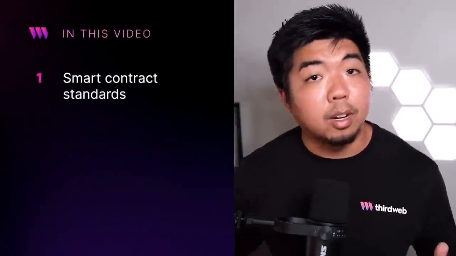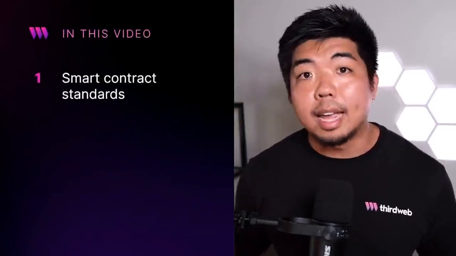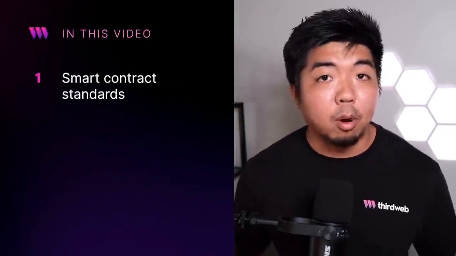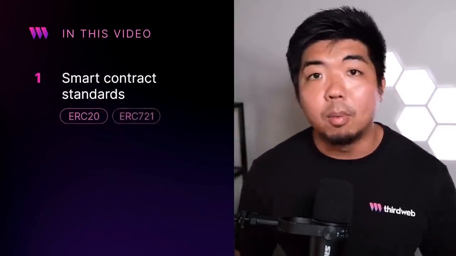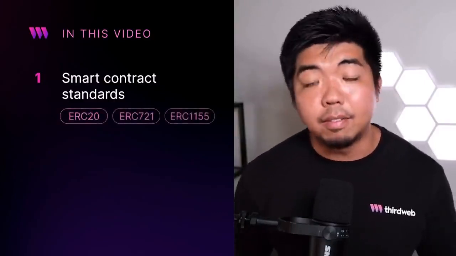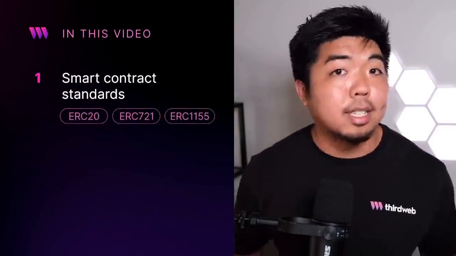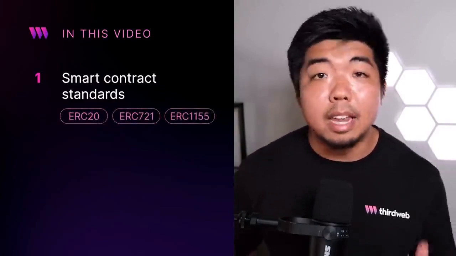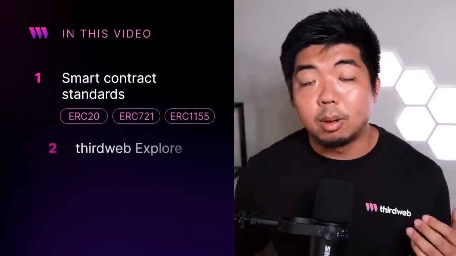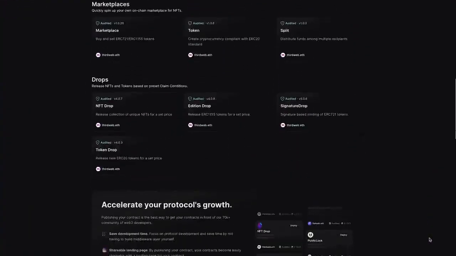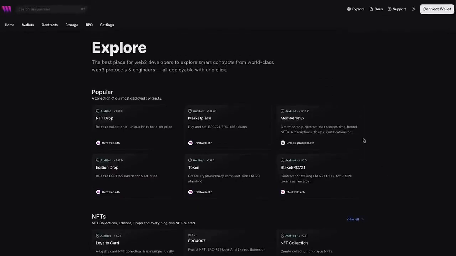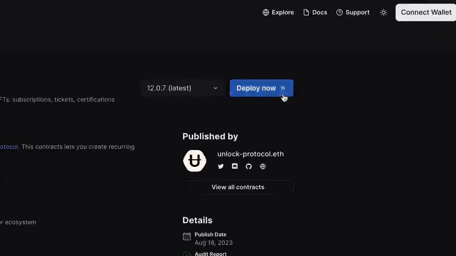So a quick overview of what we're going to be covering in this section. We're first going to learn a little bit more about smart contract standards and go over some of the more popular standards like ERC20, ERC721, and ERC1155. These are going to be your smart contract standards for cryptocurrencies and NFTs. Then we'll take a look at ThirdWeb's Explore page, which is a collection of pre-built smart contracts that will actually allow you to deploy these popular smart contract standards with a single click.